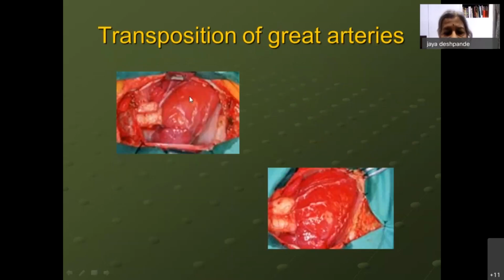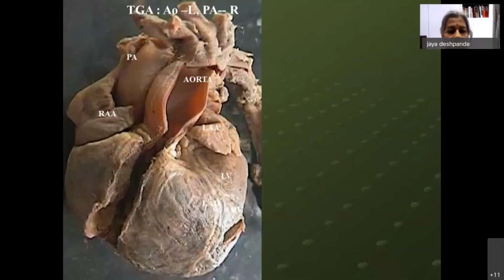So this is the external view of a case of transposition. See, the great vessels are lying parallel to each other instead of the usual way you see in normal hearts where they are twisted around each other. So here you see the aorta is anterior and to the left, pulmonary artery is posterior and to the right. You have the right atrium, right atrial appendage. This would be a morphological right ventricle which leads to the aorta.